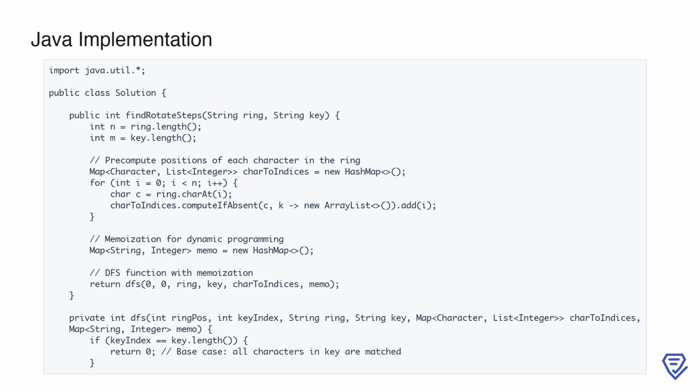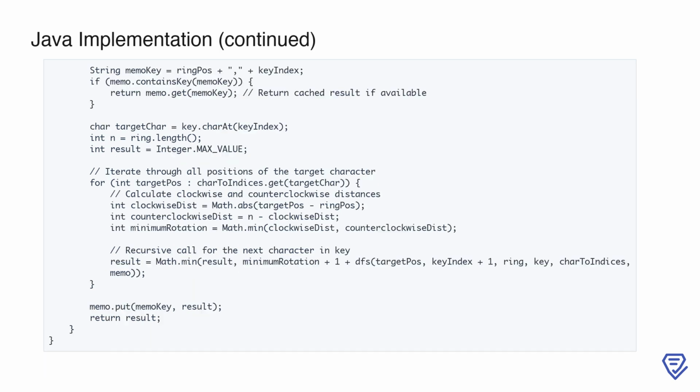The DFS function will handle the recursive exploration of all possible paths. The DFS method begins by checking if we've matched all the characters in the key. If so, the function returns 0, as no further steps are required. To optimize further, we use a memo key based on the current ring pos and key index to check if the result for this state is already cached in the memo map. If it is, we return the cached result immediately.